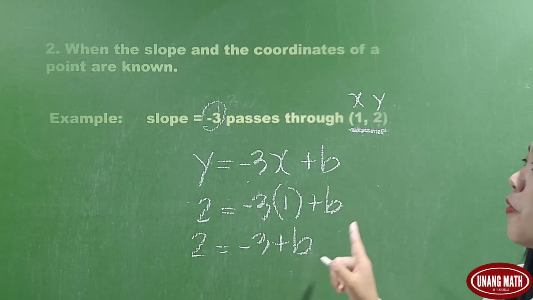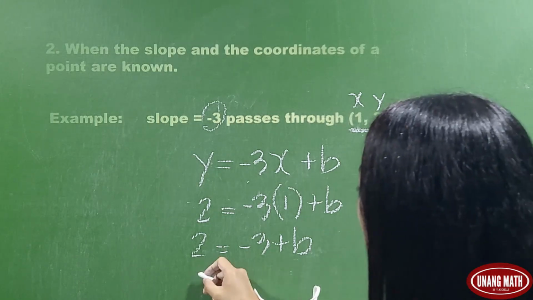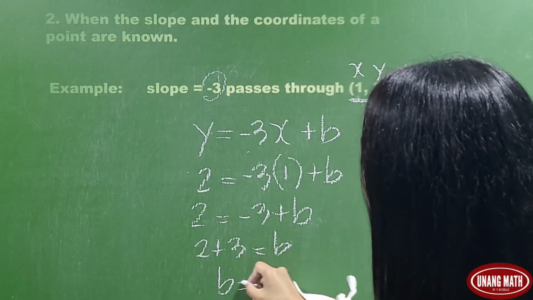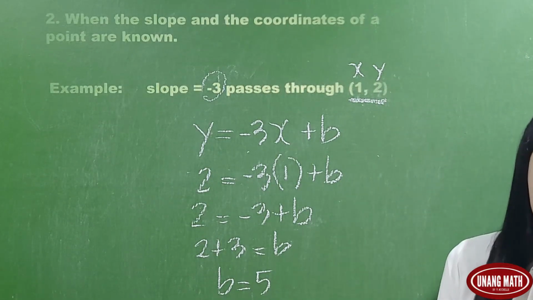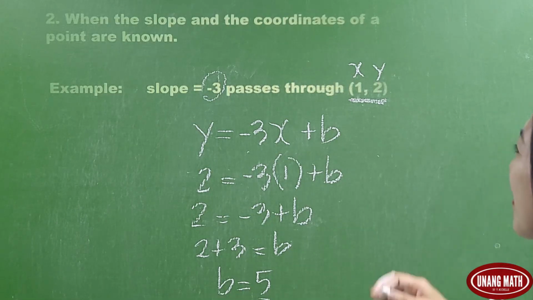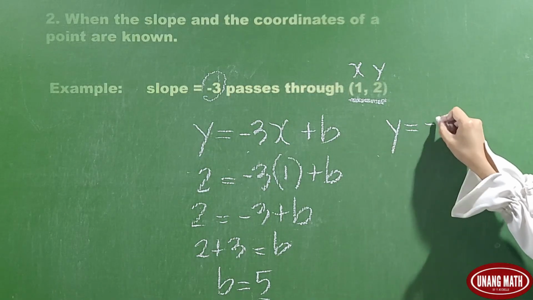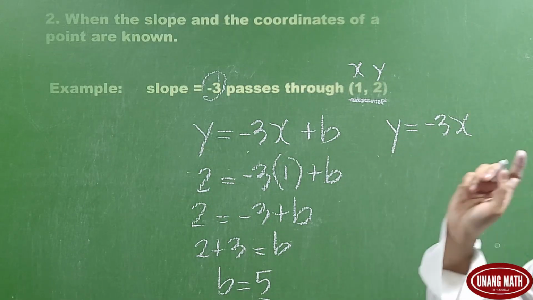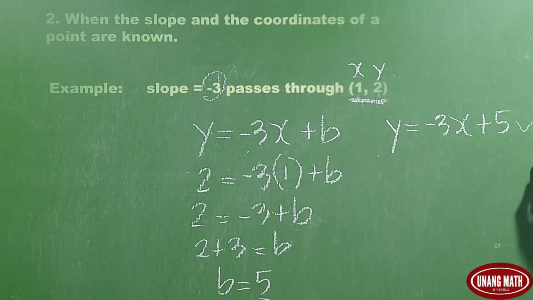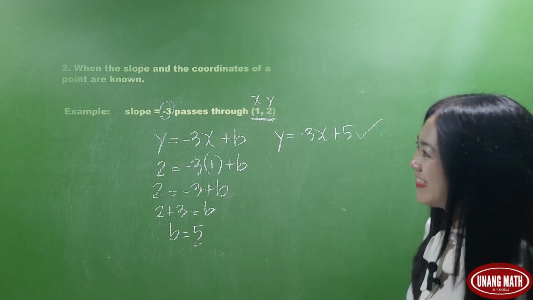Okay, to find the value of b, or our y-intercept, this is now 2 plus 3 equals b. So it means b is 5, or our y-intercept is 5. So we can now write the linear function. Slope is negative 3, so y is equal to negative 3x. Y-intercept is 5, so this is plus 5. So this is now our linear equation.